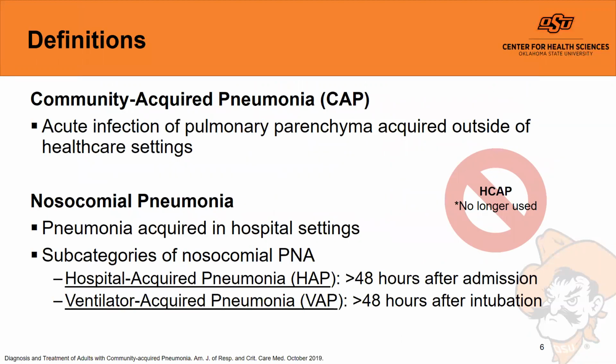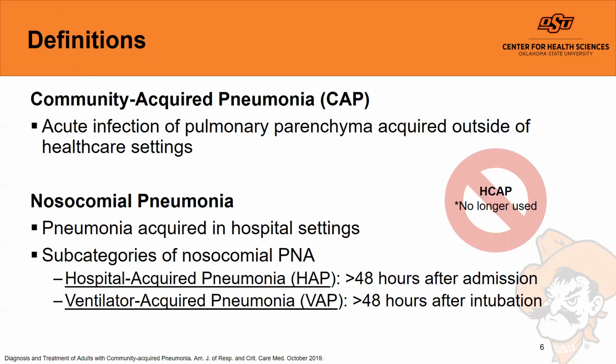So these are all the terms you are already very familiar with. As you know, definitions of pneumonia can be split into different categories based on the setting in which it was acquired. So community-acquired pneumonia, or CAP, is defined as an acute infection of pulmonary parenchyma acquired outside of healthcare settings, while on the other hand, nosocomial pneumonia is defined as pneumonia that is acquired within the hospital setting.